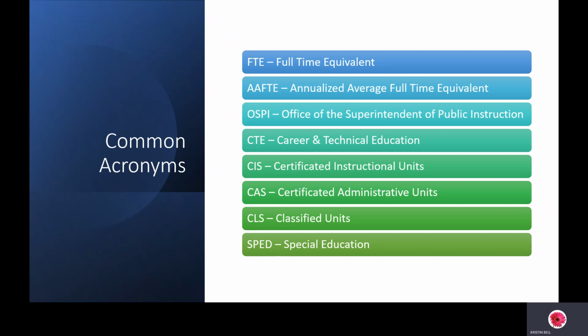OSPI, of course, is the Office of the Superintendent of Public Instruction. CTE, Career and Technical Ed. CIS, we're going to talk about that a little bit more tonight. That is a certificated instructional unit, and you can think of that as teacher units. CAS is the certificated administrative unit. Those would be your principals and so forth. And the CLS are the classified units. And then SPED, used commonly for special education.